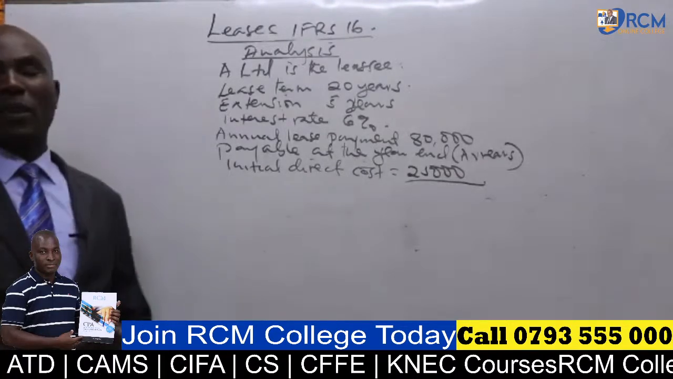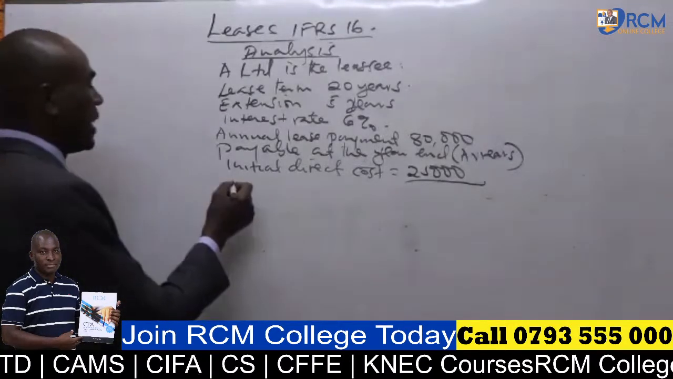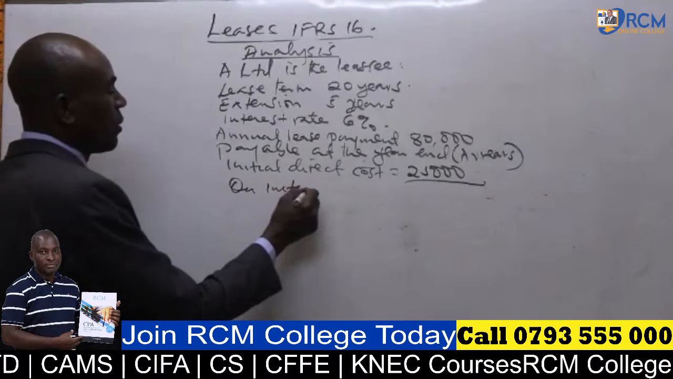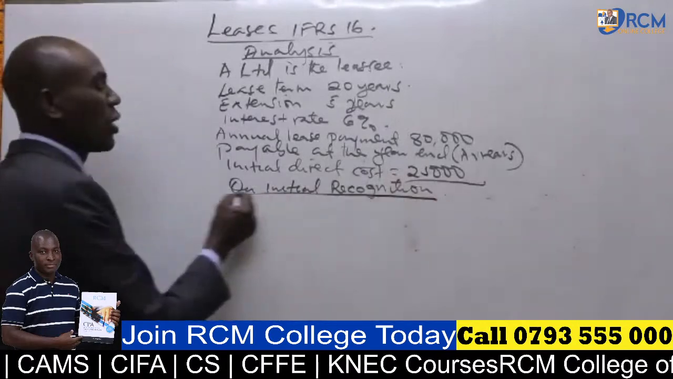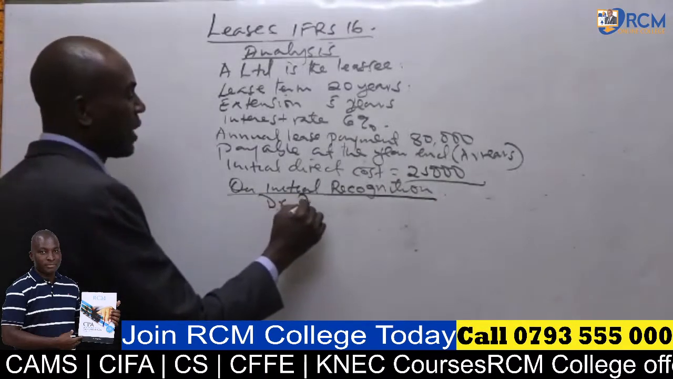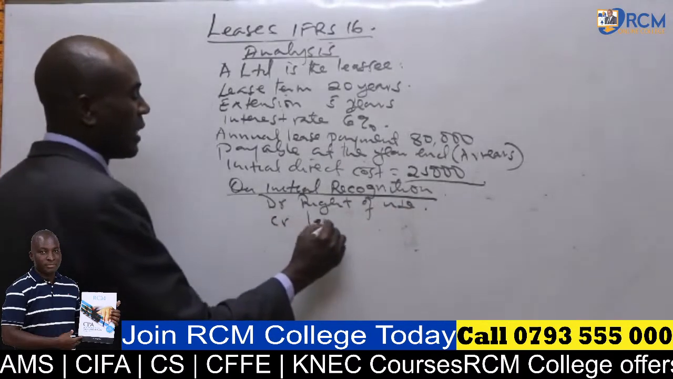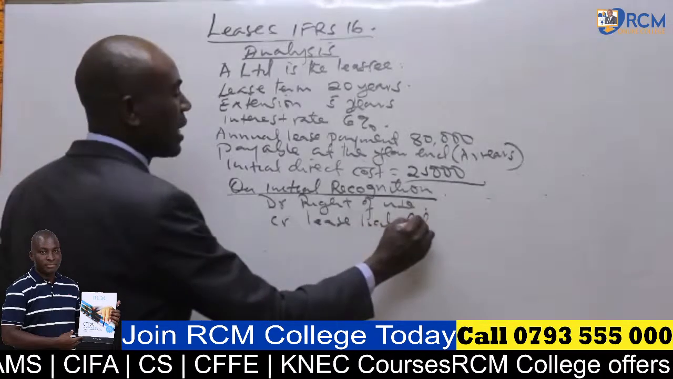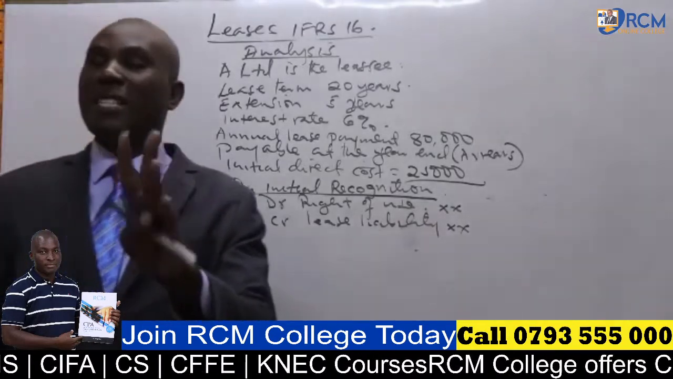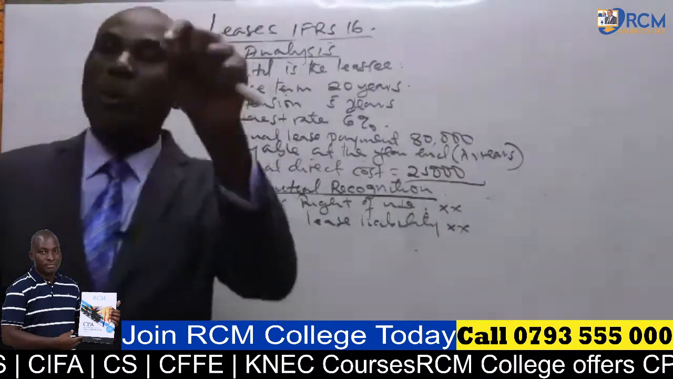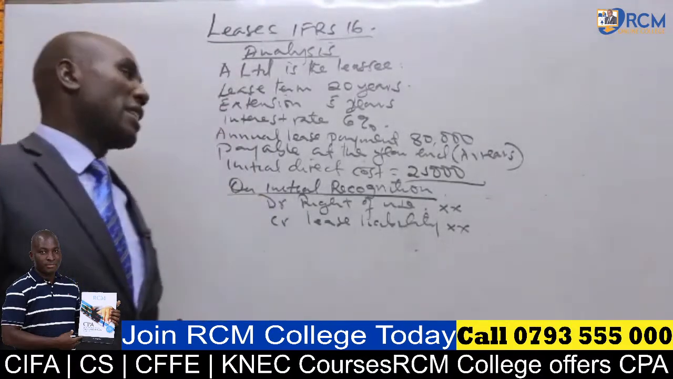The first thing in our list, on initial recognition: what do we say? You debit the right of use, then credit the lease liability. That is the beginning point of our list, initial recognition.